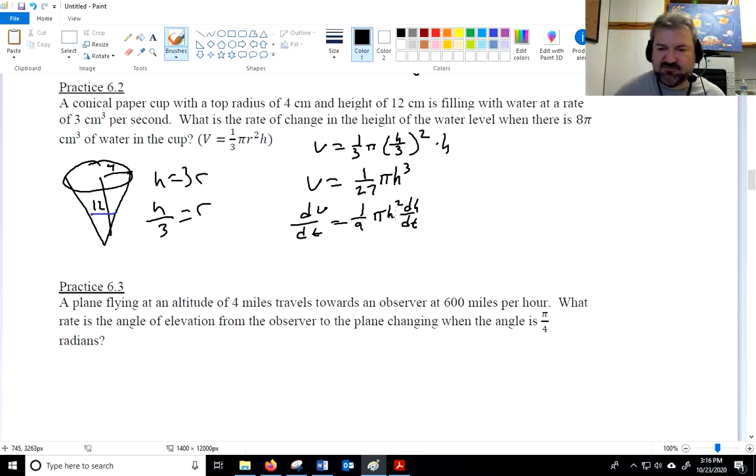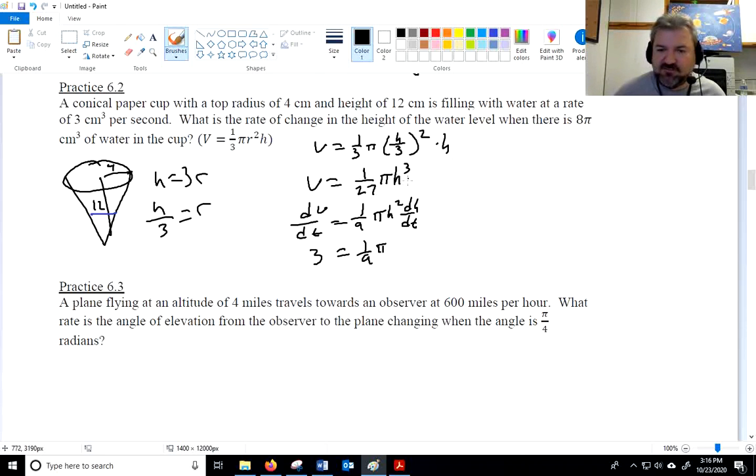We're looking for the rate of change in the height of the water. We know dV/dt. We know that the cup is filling with water at a rate of 3 cubic centimeters per second, so that's 3. We need to know the h. Well, it's asking when there is 8 pi cubic centimeters.